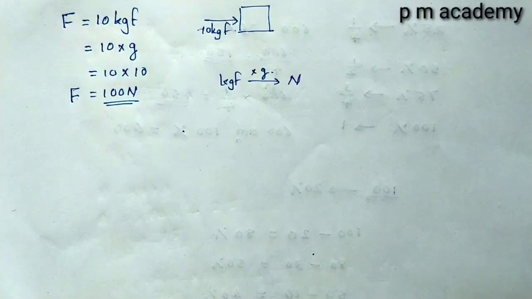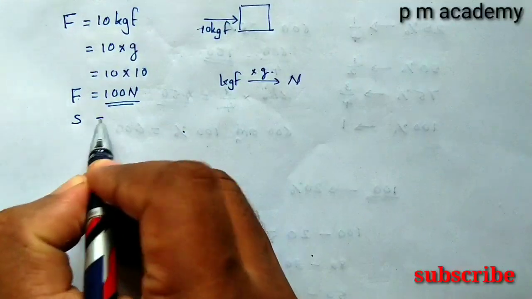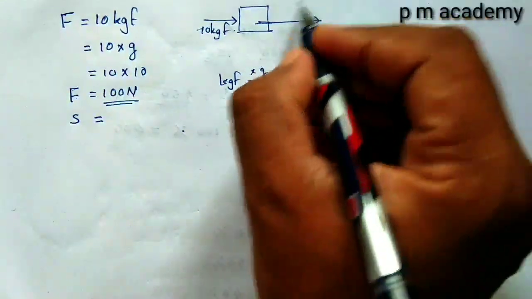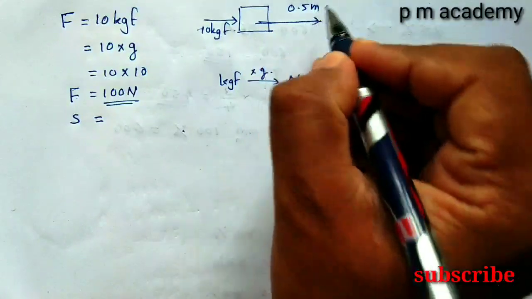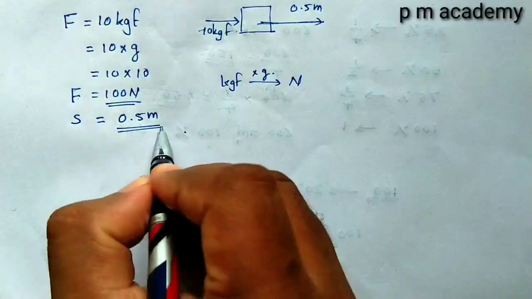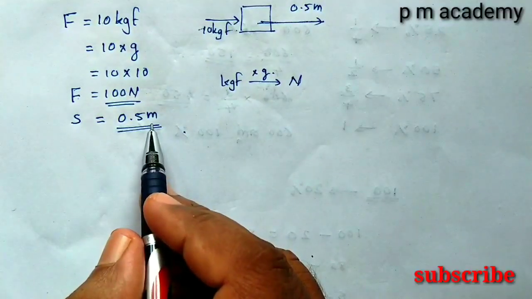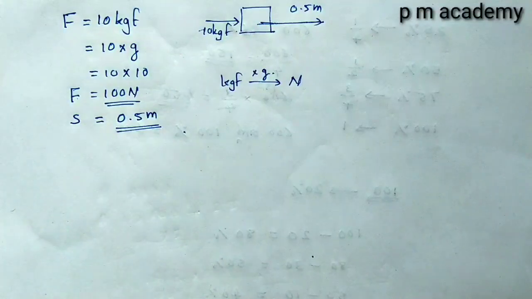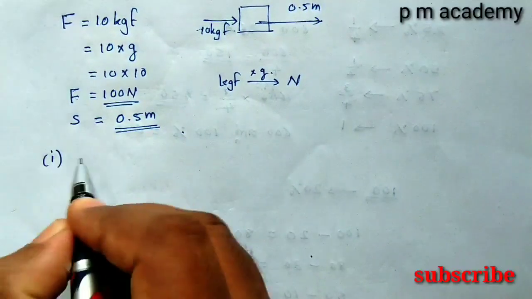And the body is displaced by 0.5 meter. Due to this force, the body is moving to a particular distance. The distance is 0.5 meter. That is a displacement 0.5 meter. Force is given and displacement is given. Meter is a SI unit. No need to convert. Displacement is 0.5 meter. Then calculate the work done by the force when the displacement is in question number 1, you have to find the work done.